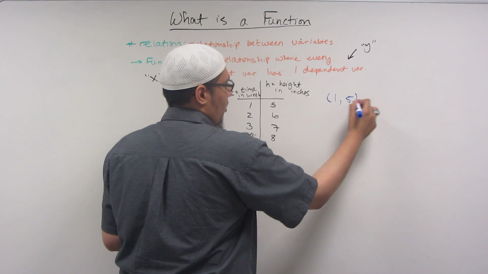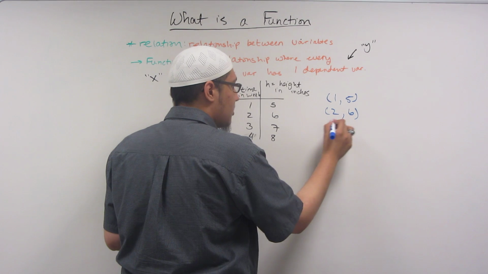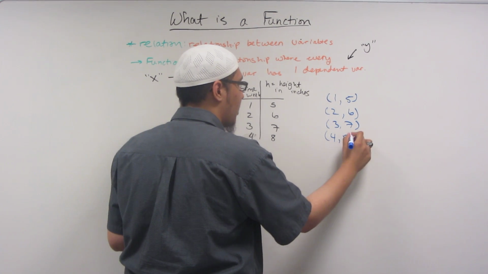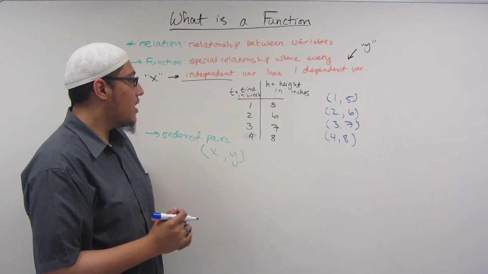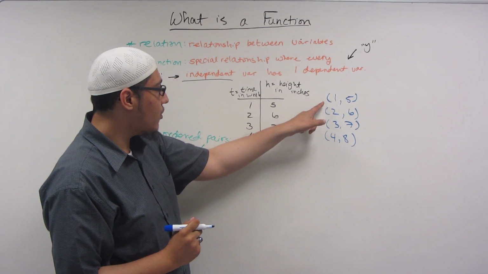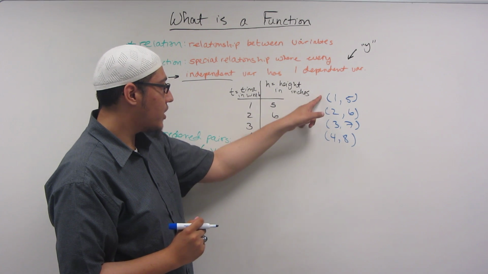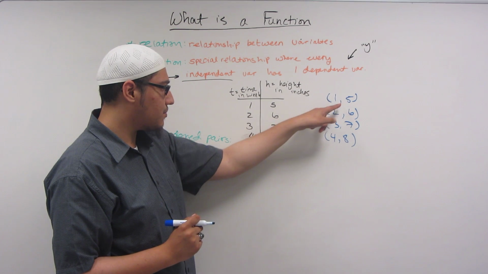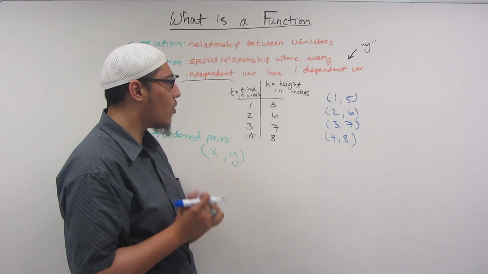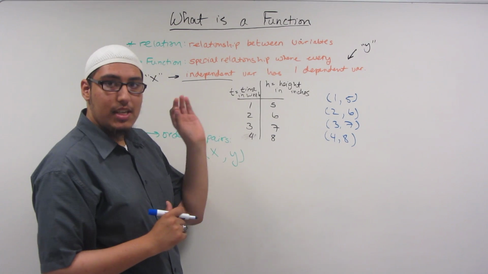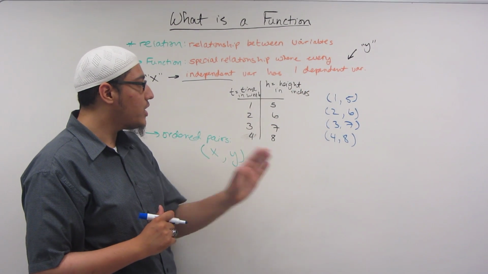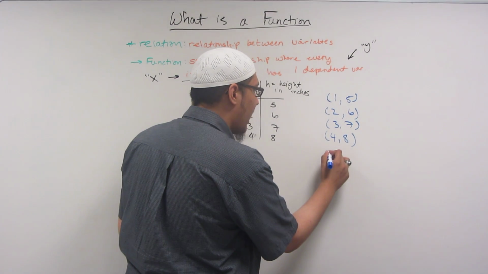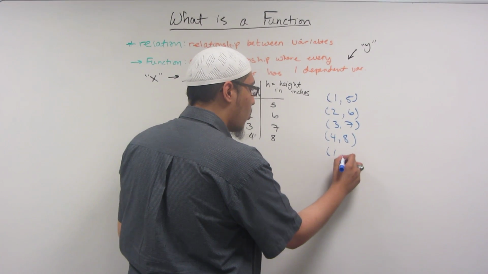Next one seems to be 2, 6, 3, 7, 4, comma 8. Now the idea is that for each specific independent variable, there can only be one dependent variable. Just looking at these ordered pairs, we can determine if it's a function or not. And this would not be a function if we had another ordered pair, let's say 1, comma 6.